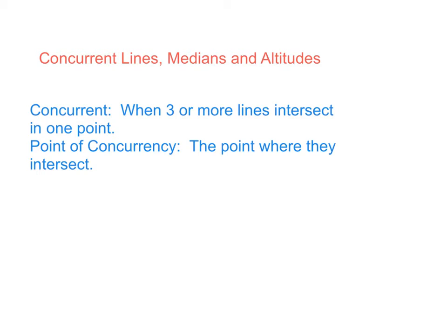Some of the last topics we're going to talk about are concurrent lines, medians, and altitudes. Concurrent means when you have three or more lines that intersect in one point. So let's say I have three lines, 1, 2, and 3. We'll pretend those are straight. Those are concurrent because they intersect in exactly one point, and that point is called the point of concurrency. In triangles, there are some significant theorems that go along with that.